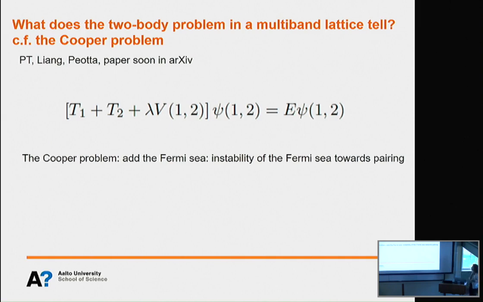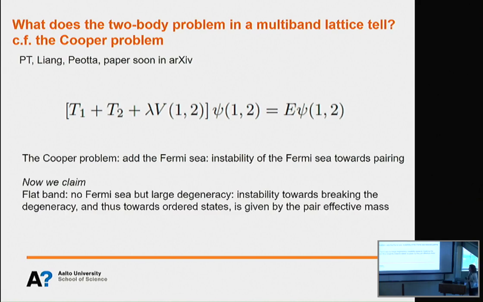Lambda is the coefficient. And now in a flat band, we don't have a Fermi sea. This is from the beginning very different from the Cooper problem. We don't have a Fermi sea. It's totally degenerate. And now what we claim is that we have to look at, of course, whether we have a bound state there, but not only whether there is a bound state, but also whether this pair has a dispersion. Because single particles are hugely degenerate.